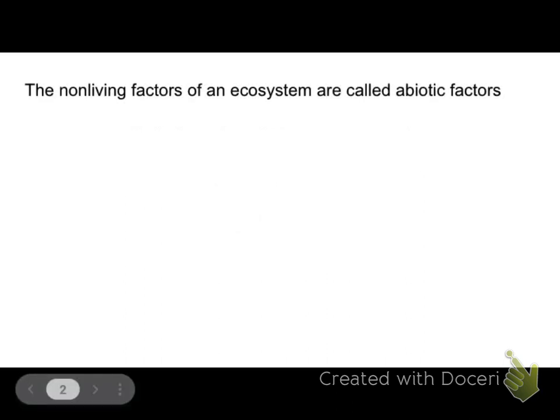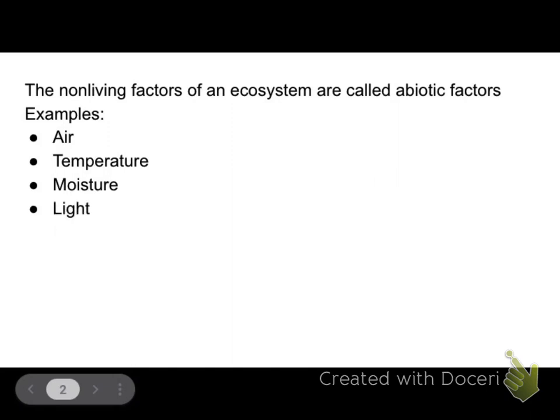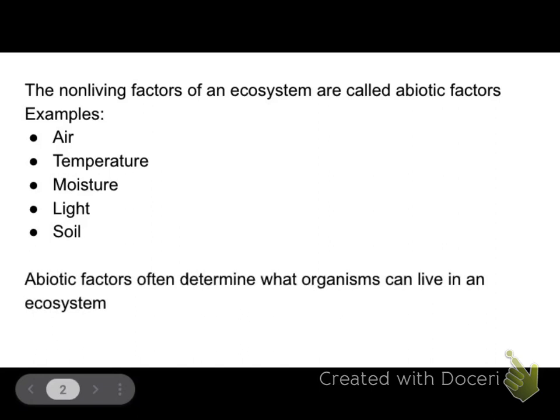So, all the non-living factors of an ecosystem are called abiotic factors. So, we talked about biotic factors. Biotic, bio, things related to life and living things. And then now we have abiotic, so putting that A in front of this means the opposite here. So now we have non-living things like the air, the temperature of an area, the amount of moisture available, light, soil. All of those things qualify as abiotic factors.